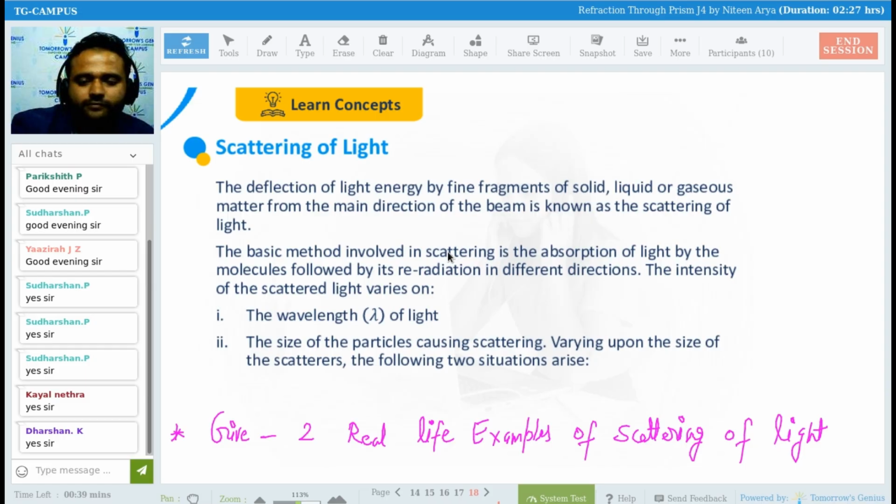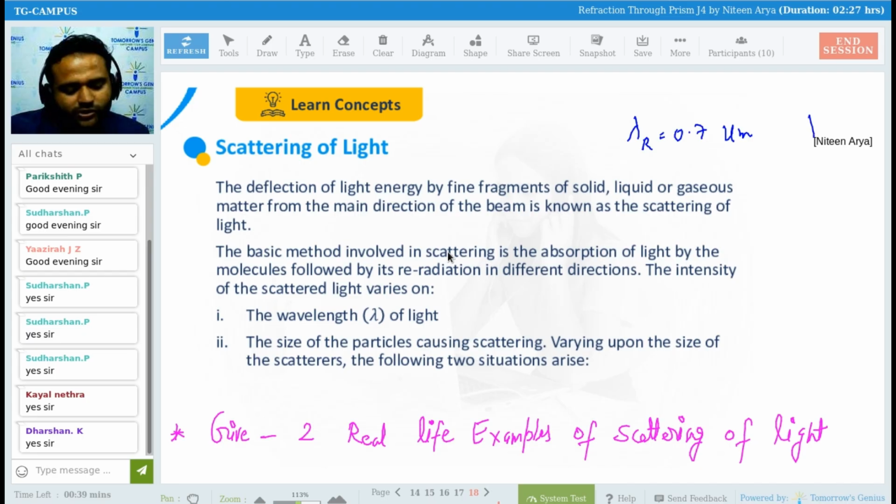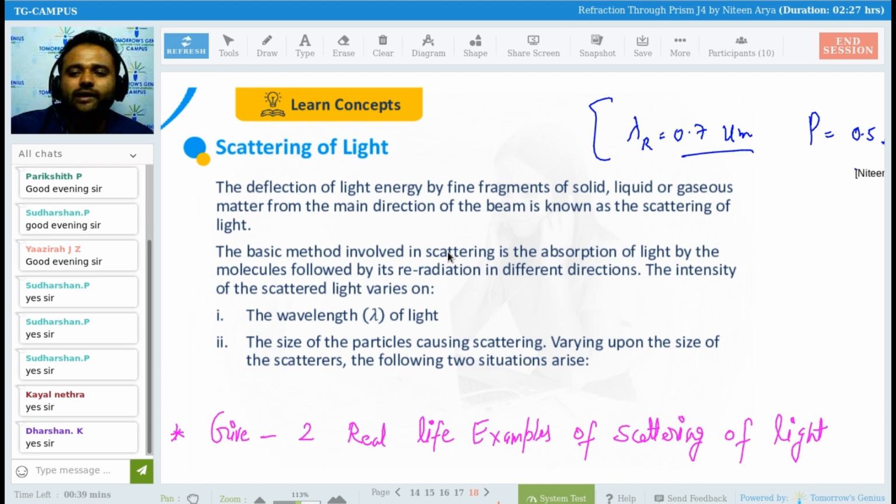Because in white light, the wavelength of red is 0.7 micrometer. So any particle of range 0.5 micrometer can interact with this, isn't it? Because the range is quite similar. Clear? So it is basically due to this scattering process that we see so many different things.